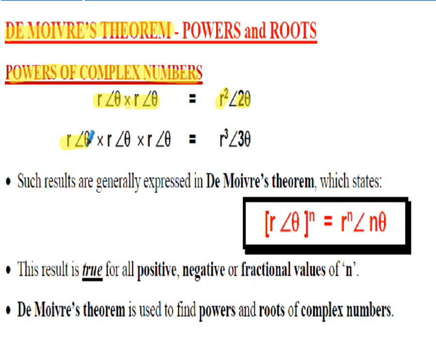Similarly, if we have r angle theta multiplied by r angle theta multiplied by r angle theta, in polar form that will be r times r times r, which is r cubed, and then adding these 3 thetas together, we get argument 3 theta.